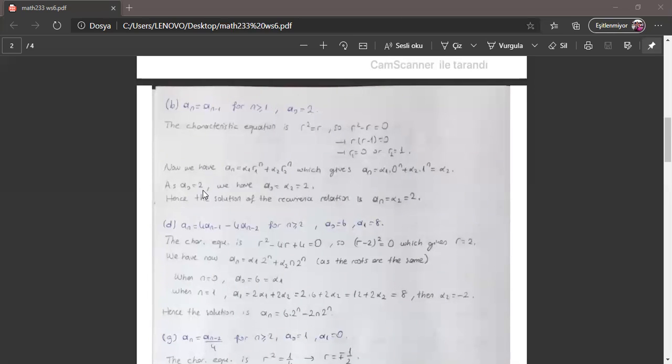So a sub 0 is equal to 2. It's given here. So when we plug in n equals 0, we get 2. So alpha 2 is equal to 2. Hence, we obtain a sub n is equal to 2.